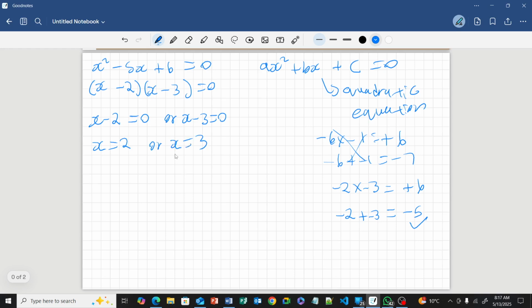Okay, but now let's say you were not able to find these factors all by yourself. There is another method that they can allow you to use, and it is called the quadratic formula. Okay, now let us look at this.